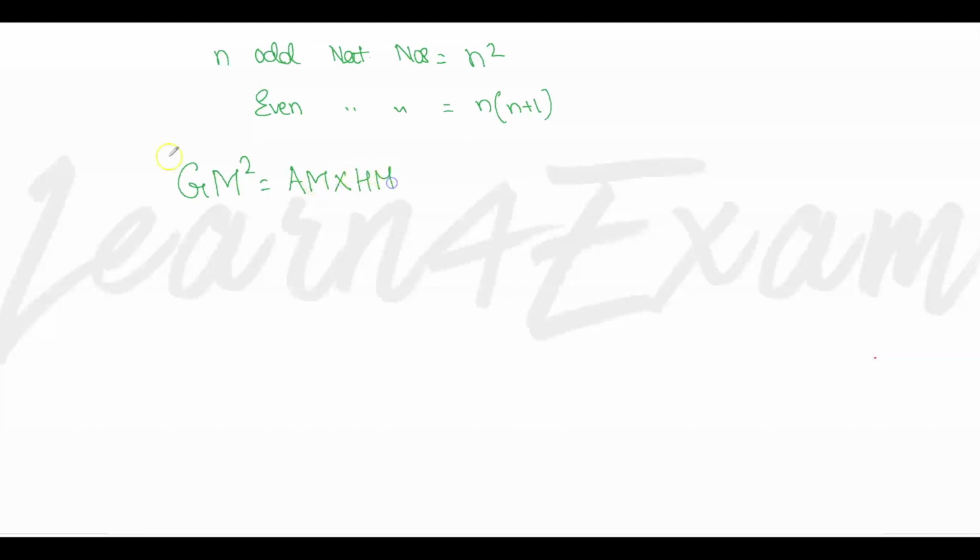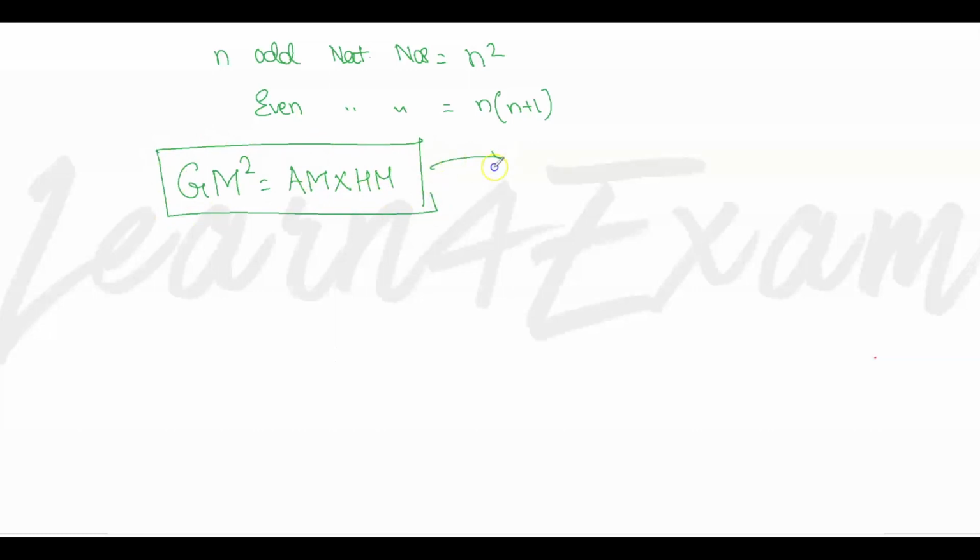The sum of n odd natural numbers is given by the formula n square, and the sum of n even natural numbers is given by the formula n into n plus 1. This works for the sum of the first n odd or the first n even natural numbers, right? What else? We also know that the geometric mean whole square is equal to the arithmetic mean multiplied by the harmonic mean. This is also very, very important.